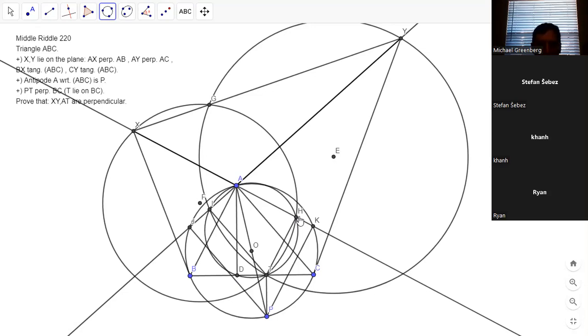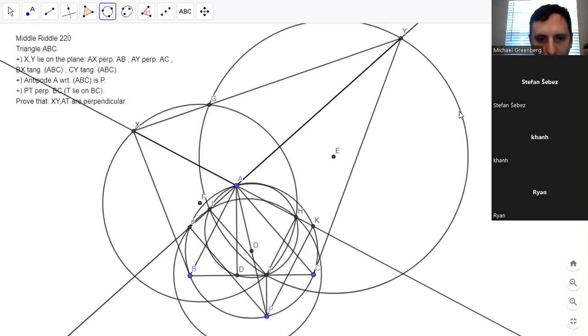And I wonder if AIDH is similar to AJPK. For some reason, I don't know why, but for some reason I feel like there's a chance that could be true. Is JIHK cyclic? No.